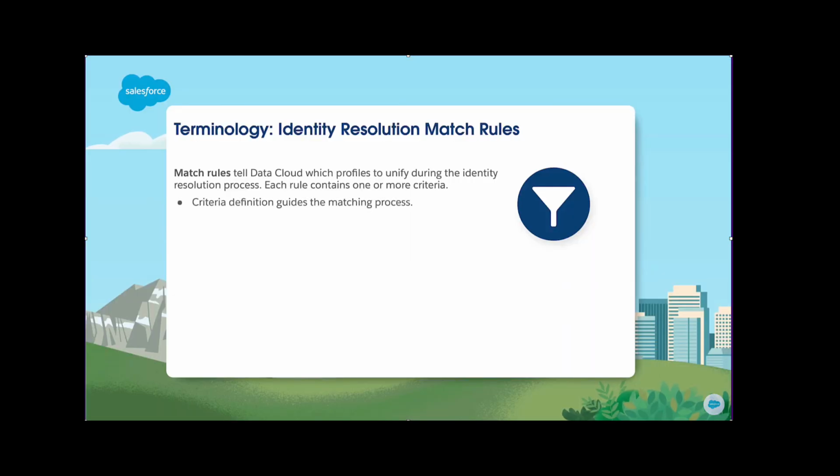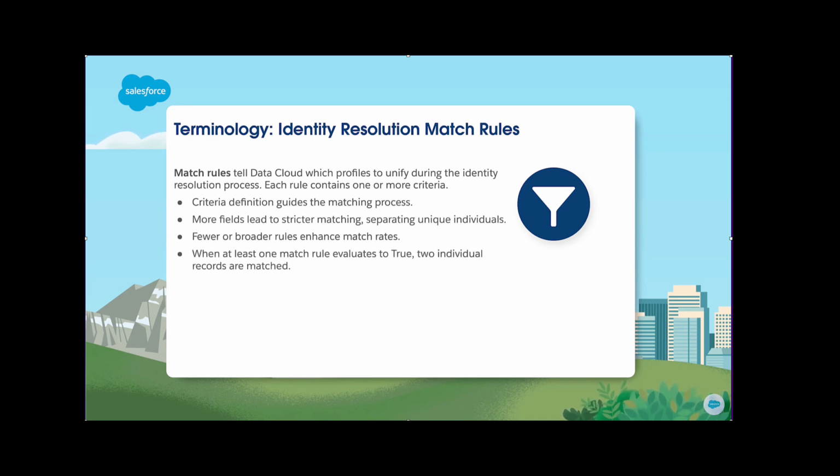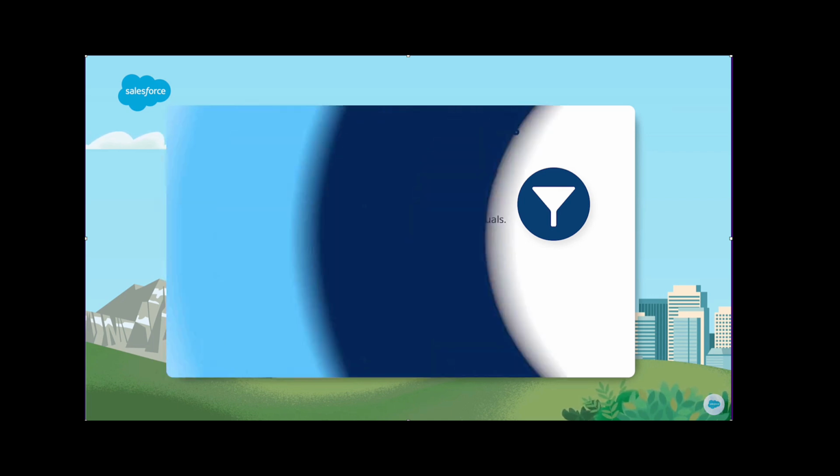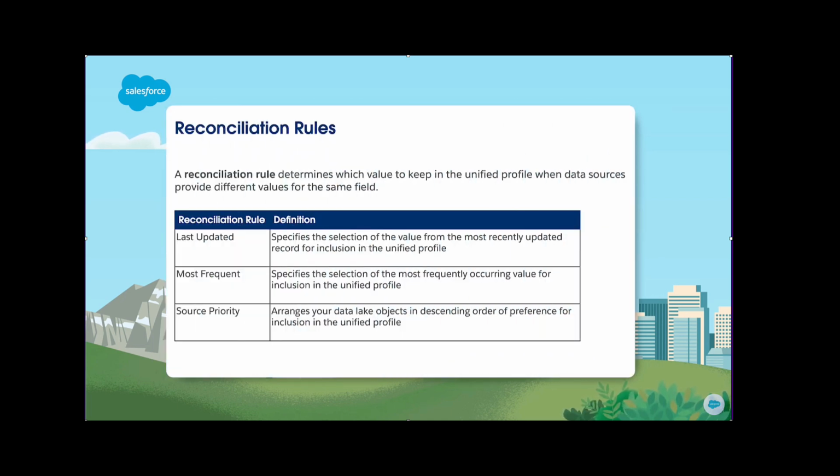How do you select the best data to include in your unified profiles? Glad you asked. You establish the matching rules that set the criteria for determining which individuals should be linked to each other. When at least one match rule is true, two individual records are matched. Reconciliation rules resolve what value to use for those matched records when there are conflicts. For example, do you want the most recent, the most used, or something else?